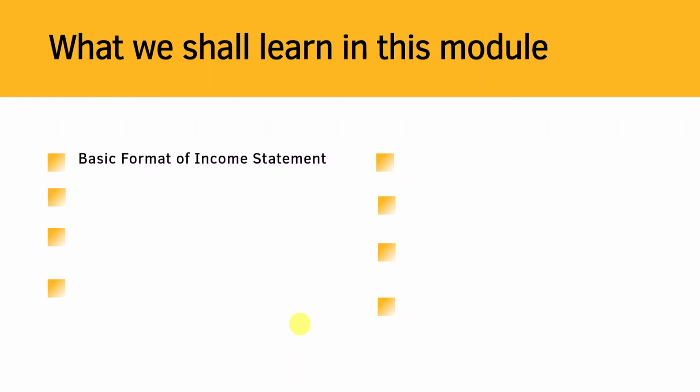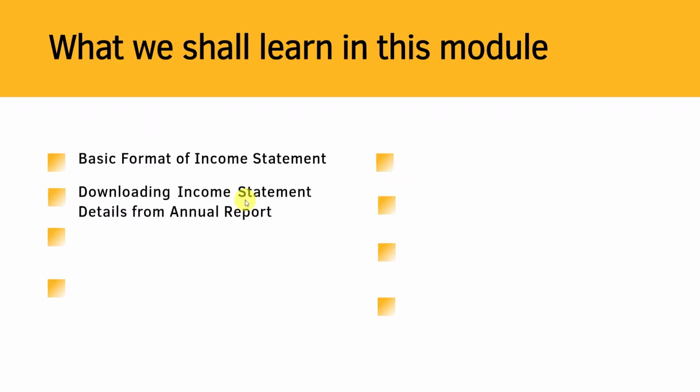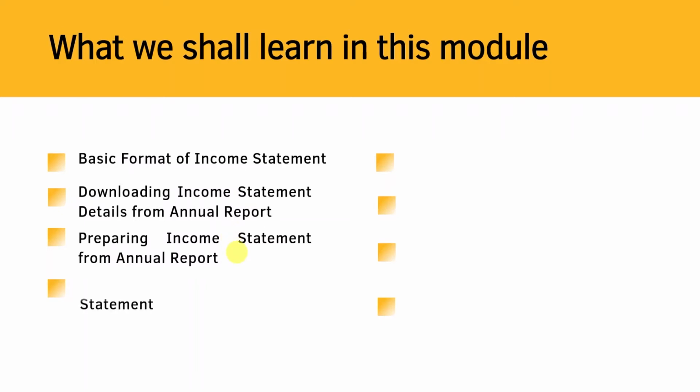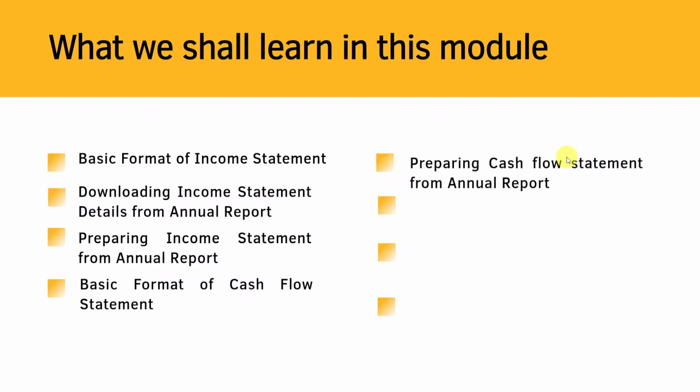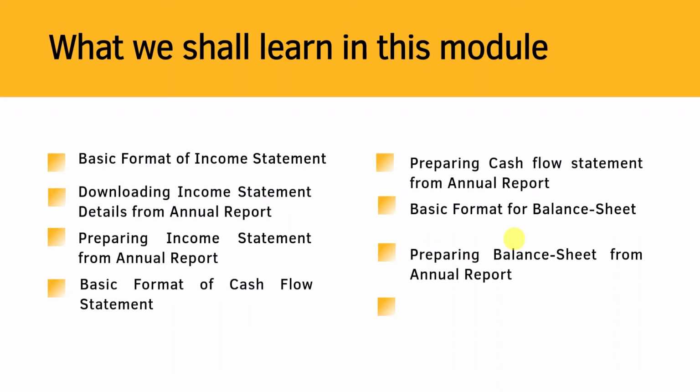In this module, we shall understand the basic format of the income statement. After that, we shall download the annual report and income statement. Inside that, we shall prepare our income statement from the annual report. After that, we shall understand the basic format for the cash flow statement. After that, we shall prepare the cash flow statement from the annual report. After that, we shall understand the basic format for the balance sheet. And then we shall prepare the balance sheet from the annual report. And lastly, we shall rewrite the balance sheet for our financial analysis purpose.